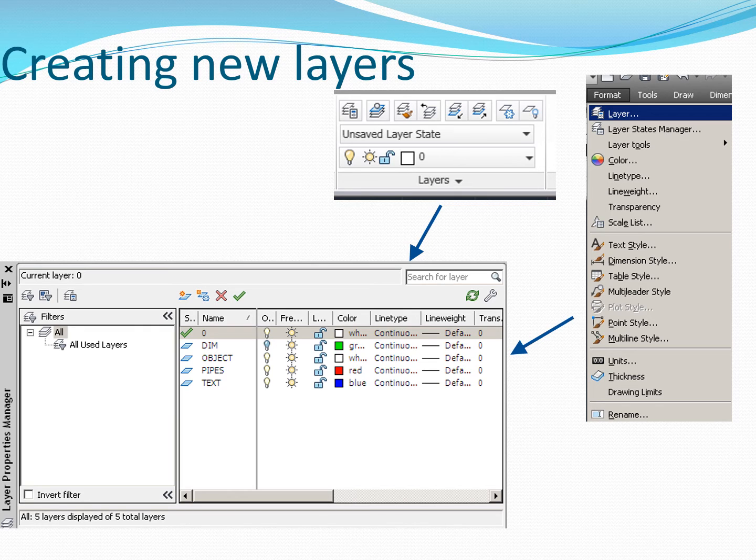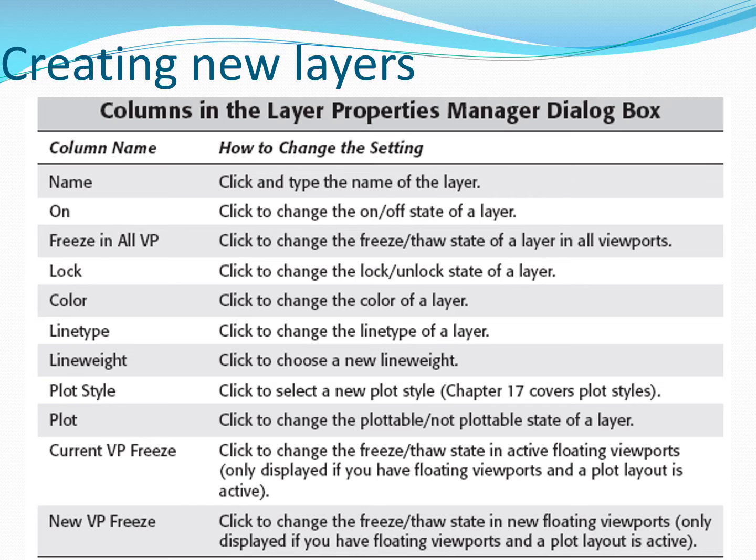Okay, so how to create a layer? Go to Format, select Layer, and it is shown like this. Okay, so you can add and edit. After you edit, you can select the right button. Okay, the columns in the Layer Properties Manager dialog.